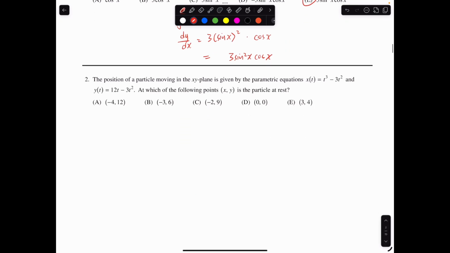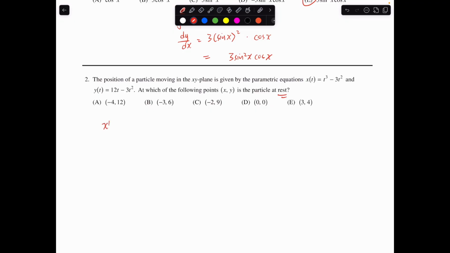Alright, number 2: the position of the particle moving in the xy plane is given by the parametric equations x of t and y of t. At which point xy is the particle at rest? If it's at rest, that means the velocity is going to equal 0. So let's first find where the particle is at rest. The velocity in the x direction has to be equal to 0, and the velocity in the y direction has to be equal to 0.